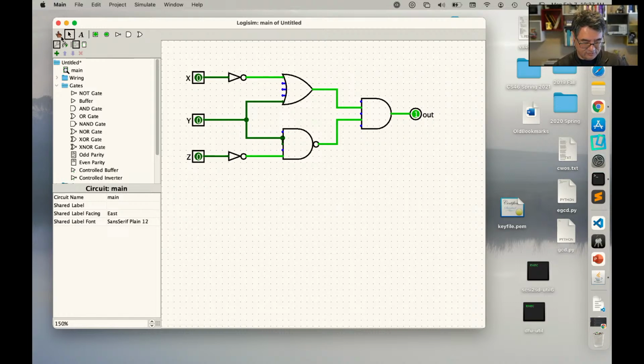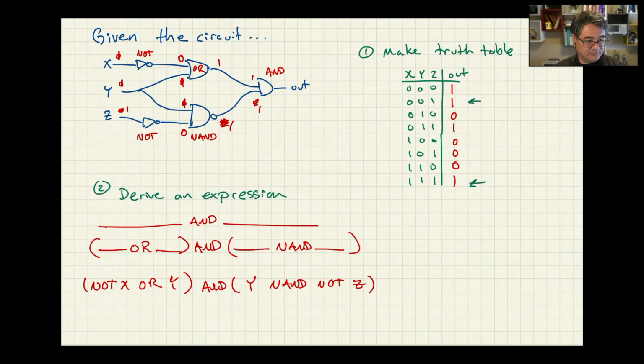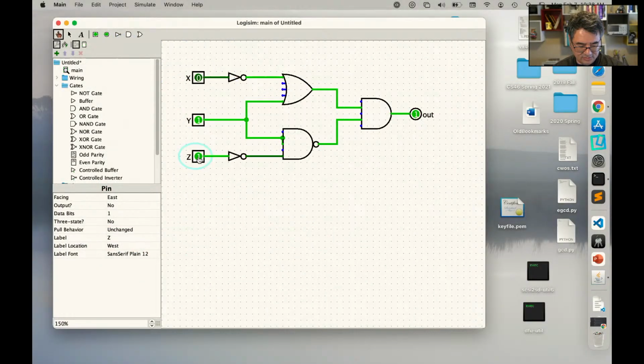And if we just punch the buttons here, we've got 0, 0, 0 producing a 1. We got 0, 0, 1 also producing a 1. Here's 0, 1, 0 producing a 0. So far this matches. So I've just done the 3rd row in the table. Then we do the 4th row in the table, 0, 1, 1. It comes out to be a 1.